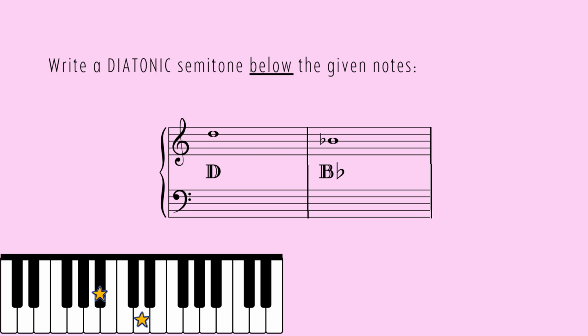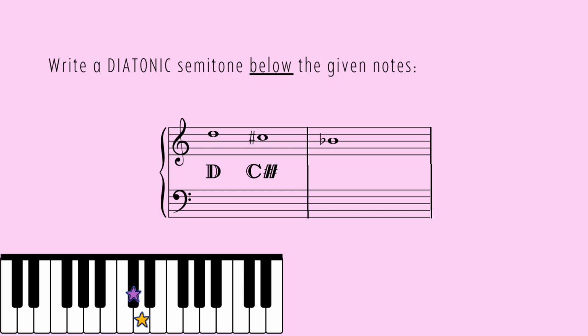Next, we're going to look at writing diatonic semitones below the notes that are given. So we are starting here with a D and a B flat. Our first note is D, and we're looking to write a diatonic semitone below that. So we are thinking about the letter that comes before D in our musical alphabet. In this case, that letter is C. So we're writing down C, and then we're writing the note on the line C, which you can see is directly below the line that the first note is on. It's on the space underneath that.